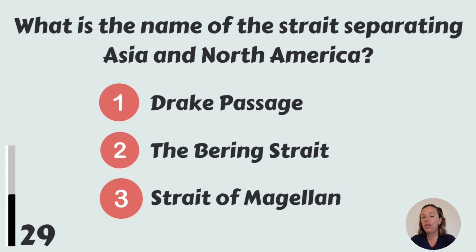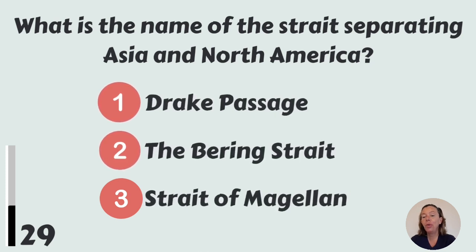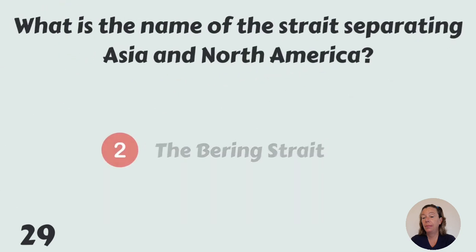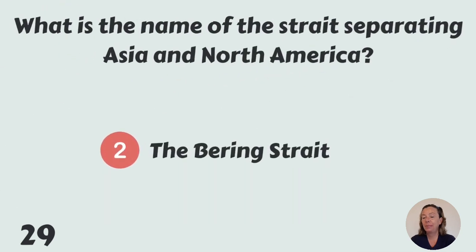What is the name of the strait separating Asia and North America? The Drake Passage, the Bering Strait, or the Strait of Magellan? The Bering Strait.